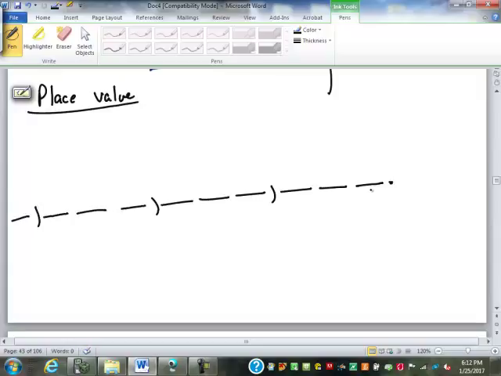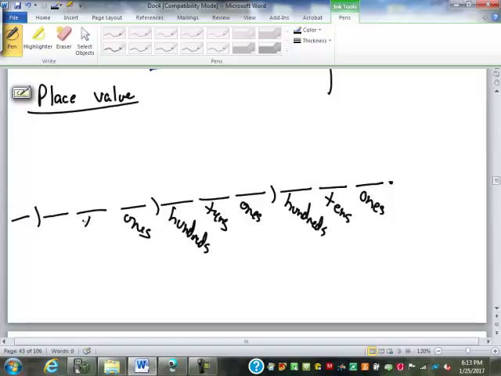So this last digit at the end of the number is what place value? The ones. Then we have tens and hundreds. And those are our 3 place values, and they're repeated over and over again. Ones, tens, hundreds. Ones, tens, hundreds.